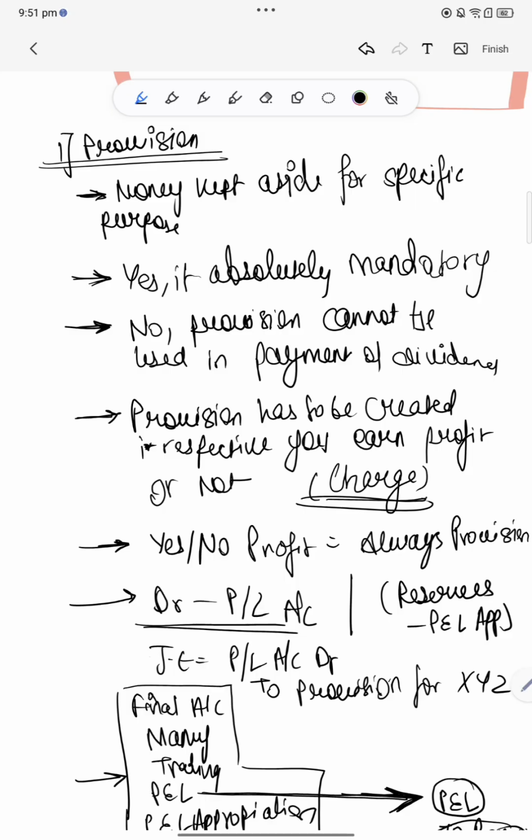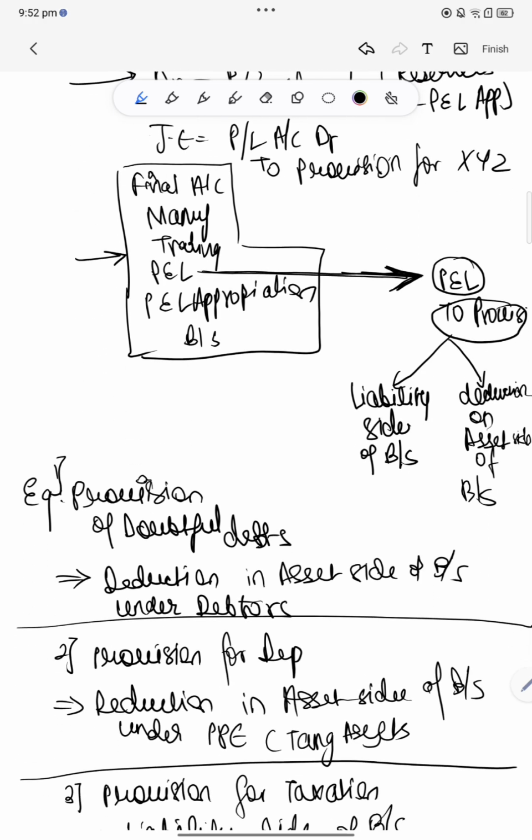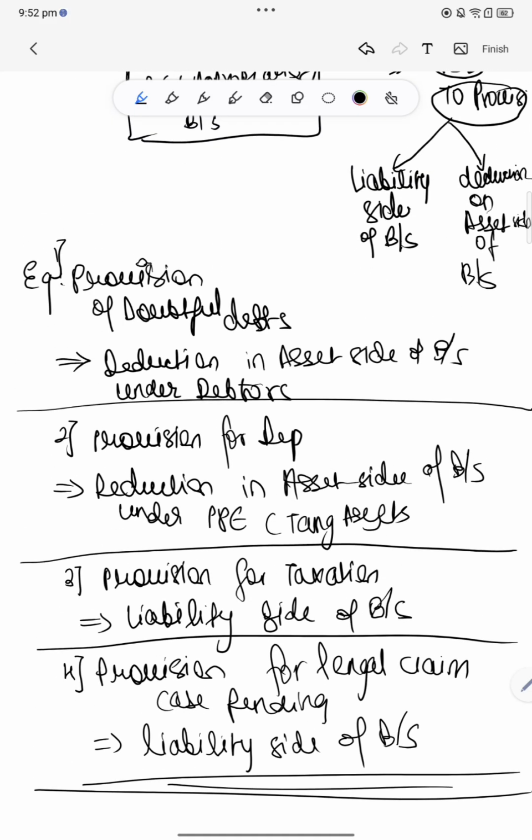So where is it debited? As it is a charge, it is debited to P&L account and not the P&L appropriation account. And then you must know where they are shown. They are shown either on the liability side of the balance sheet or as a deduction to the asset account of the balance sheet. Okay, you all got that?